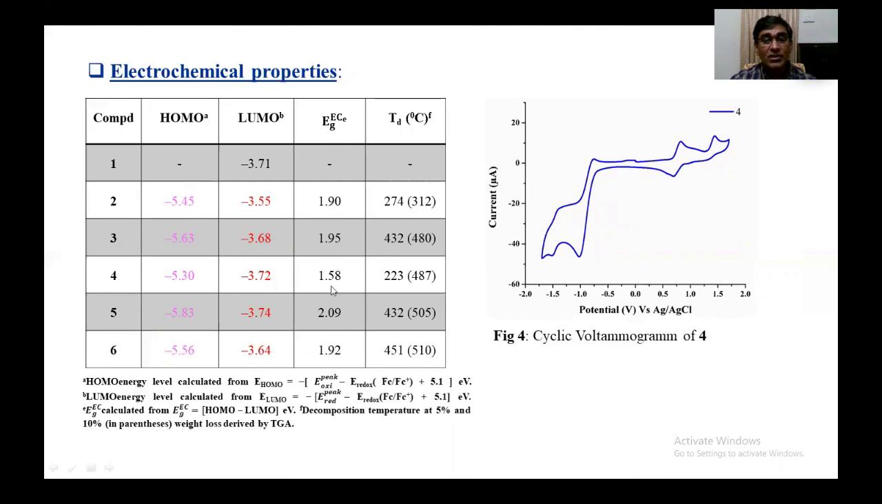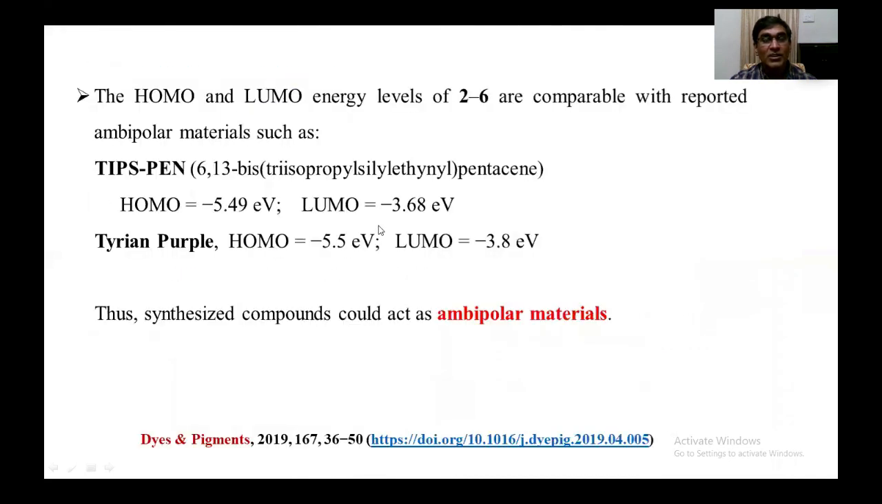And this is the CV plot here. On the basis of this, the HOMO and LUMO levels were calculated experimentally by cyclic voltammetry. The HOMO and LUMO of these derivatives are compared with standard molecules, that is TIPS-pentacene, which has HOMO 5.49 electron volt and LUMO 3.68 electron volt, and Tyrian purple, another standard, with HOMO 5.5 electron volt and LUMO 3.8 electron volt. Thus, the comparable HOMO and LUMO of these derivatives with these standards warrants the nature of these compounds as ambipolar materials. And this work was published in Dyes and Pigments.